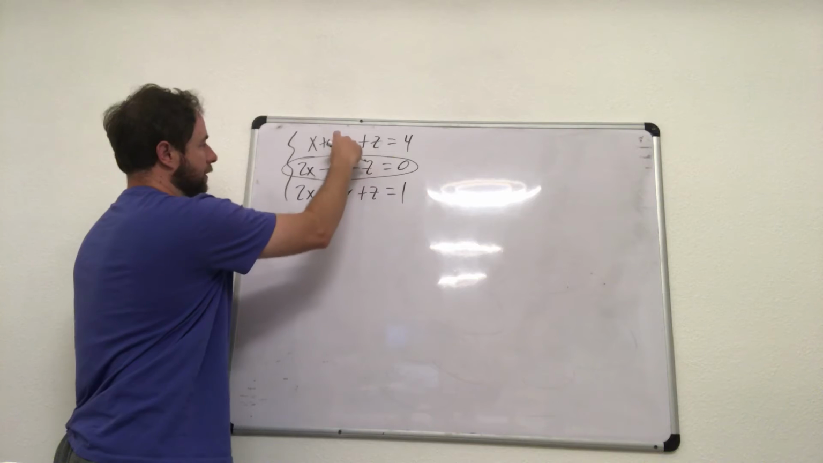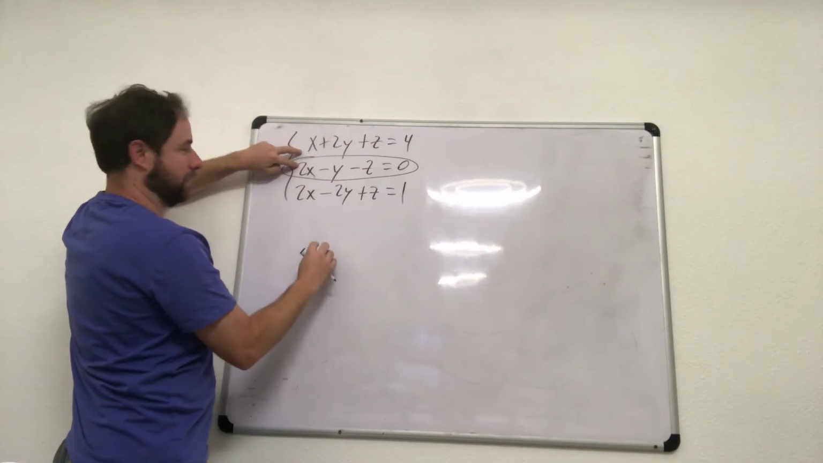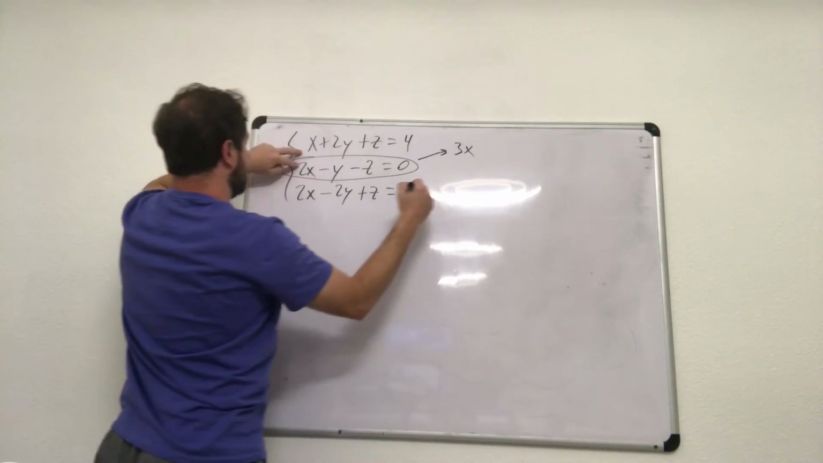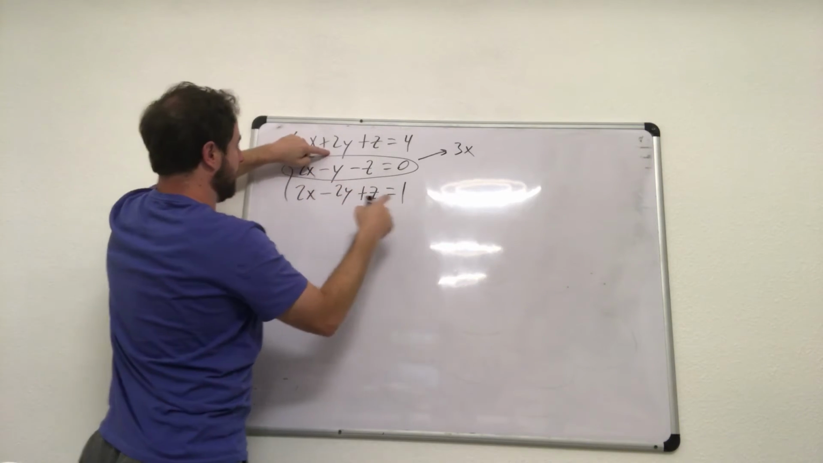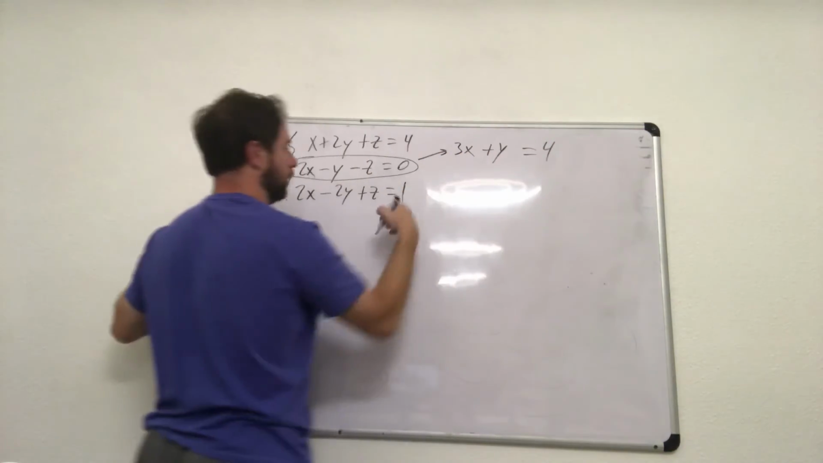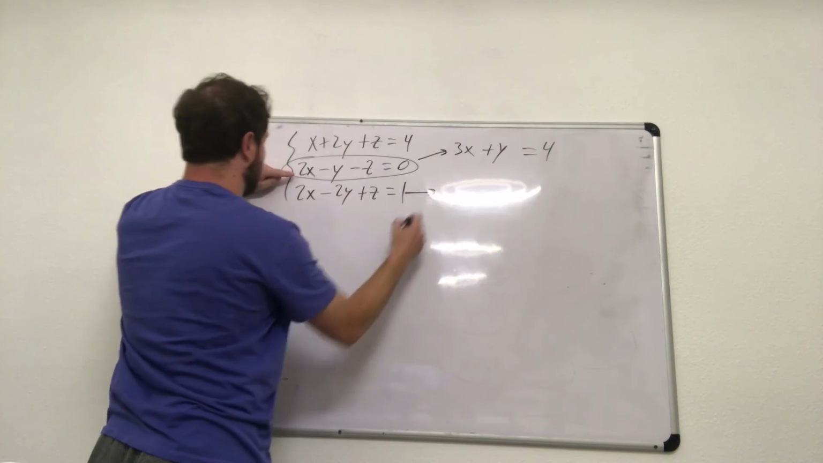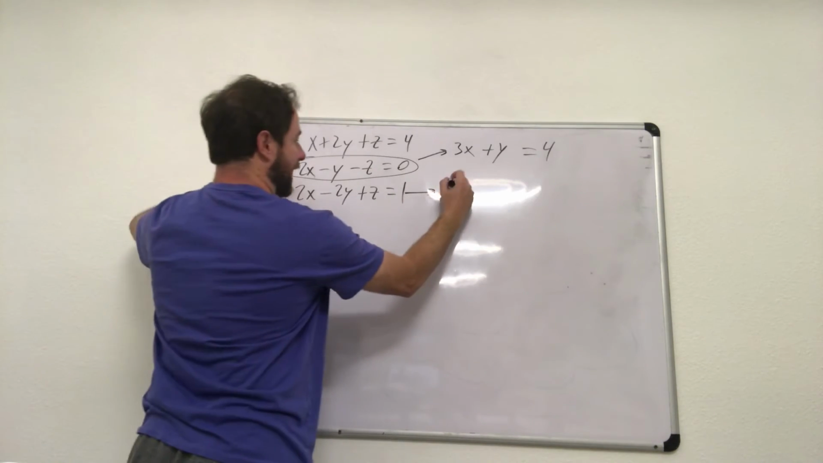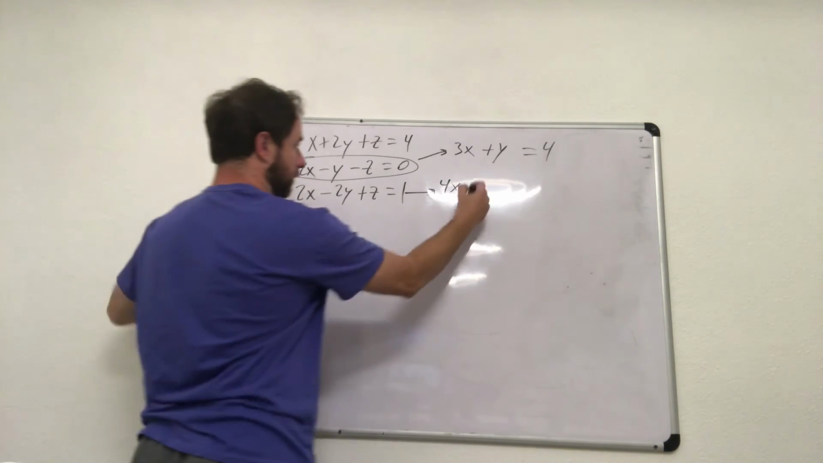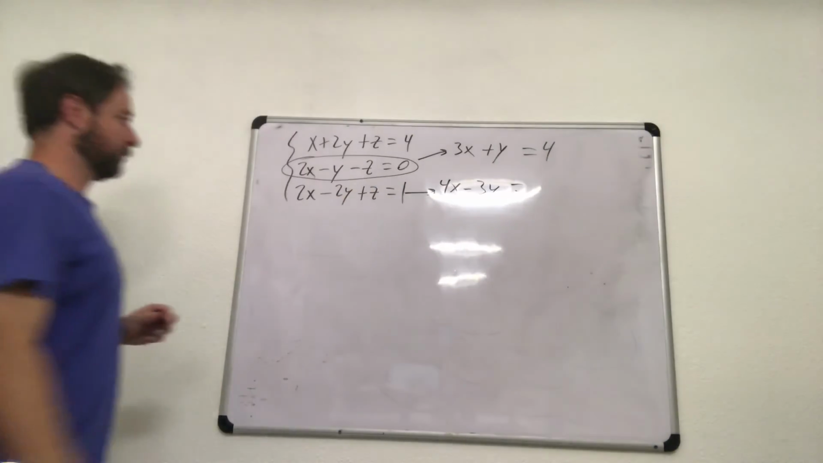So when you add the top two equations together, because the z's are already eliminated, there's nothing we have to do to any of these. So we get 3x plus y, those eliminate, equals 4. And all we're doing is adding the equations together. So same thing here, we'll go top and bottom. We get 4x, we're just adding. 2x plus 2x is 4x. Negative y and negative 2y is going to be negative 3y, equals 1 plus 0 is 1.